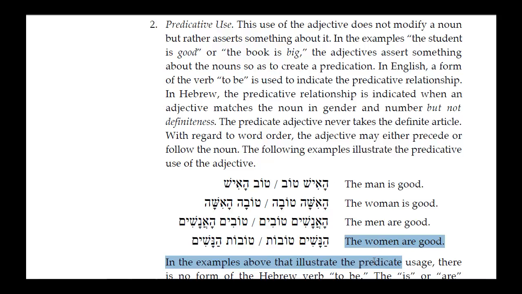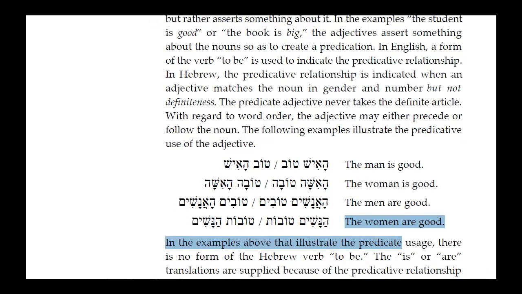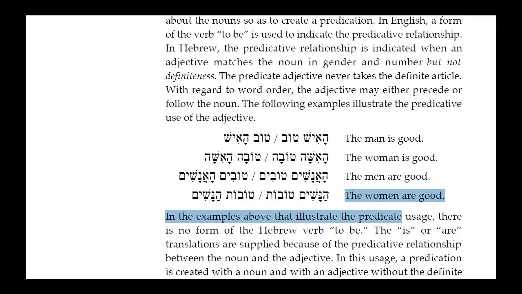So in the examples above, we had the predicate use, and there's no form of the Hebrew verb to be there, so the is or are we should supply ourselves in the translation here.